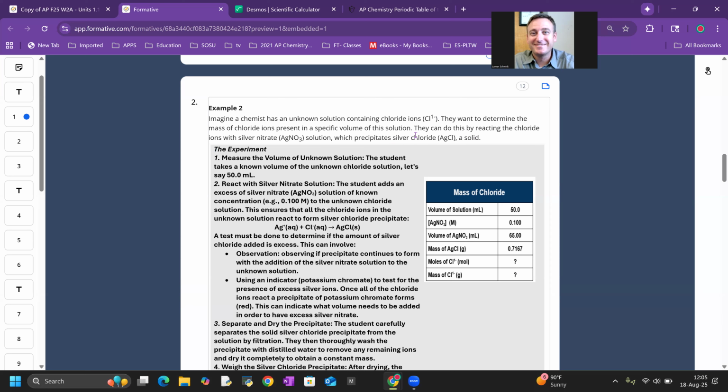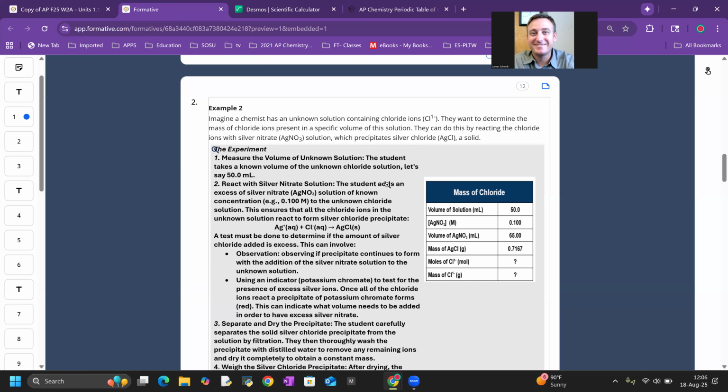They can do this by reacting the chloride ions with silver nitrate, which precipitates silver chloride, which is a solid. If you remember from our solubility rules, chlorides are mostly soluble, except when paired with silver, mercury, or lead. Since this is paired with silver, it's going to form a solid. And when we get the mass of that solid, we can determine from that how much of it is chloride ion.